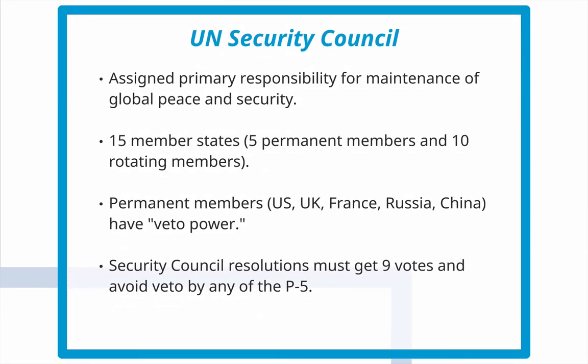So the UN Security Council is another principal organ of the United Nations, and it is assigned the primary responsibility for the maintenance of global peace and security. This was one of the foremost concerns of the group of individuals trying to create the United Nations in the aftermath of World War II.